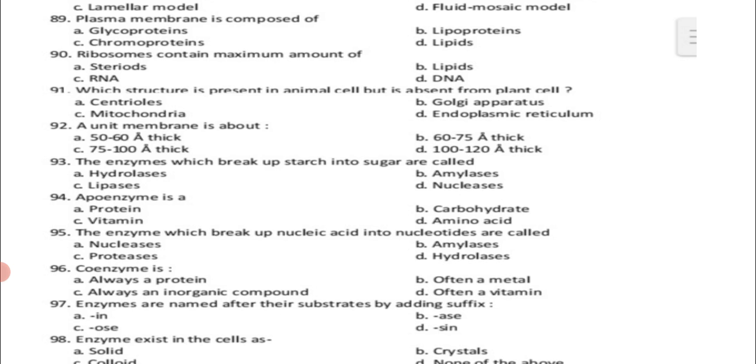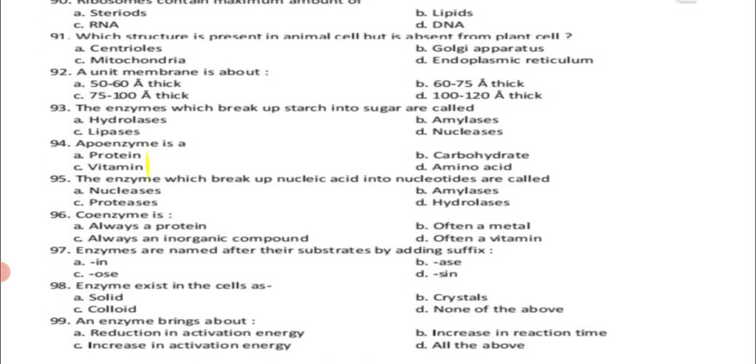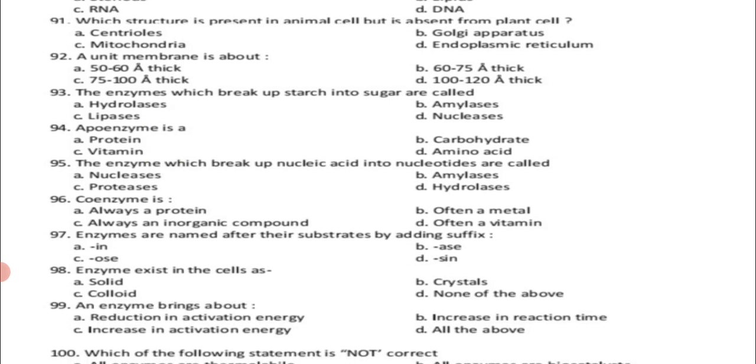Question number 97. Enzymes are named after their substrate by adding the suffix ase. Option B is the answer of this question. Suppose the substrate is a protein, then the enzyme will be a protease. If the substrate for the enzyme is a nucleic acid, then the name of the enzyme will be nuclease. So option B is the correct answer of question number 97. Question number 98. Enzyme exists in a cell as a colloid particle. Option C is the answer of question number 98.